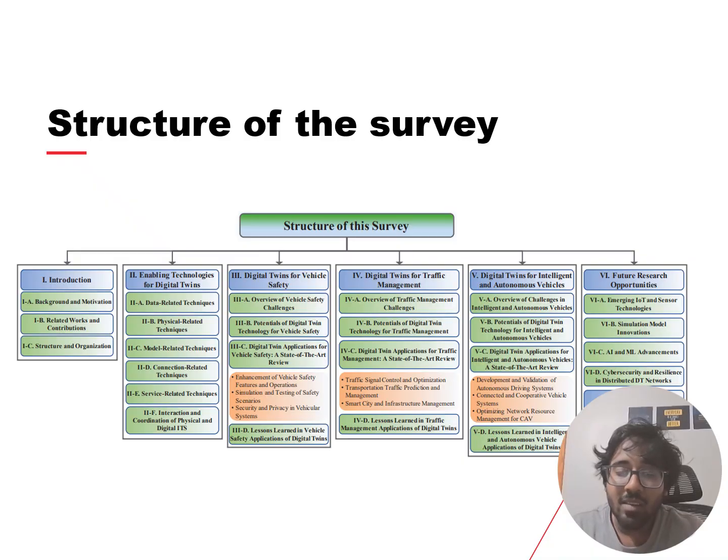In this section, they discuss the challenges and the potential of the digital twin for safety. Then they highlight the applications. The same structure is followed in the next two sections, for traffic management and for intelligent and autonomous vehicles for digital twin. The research opportunities are discussed in section 6, and in section 7 they conclude the paper.